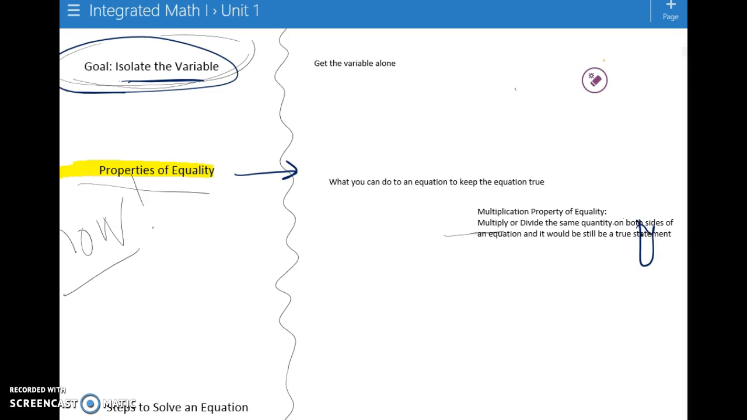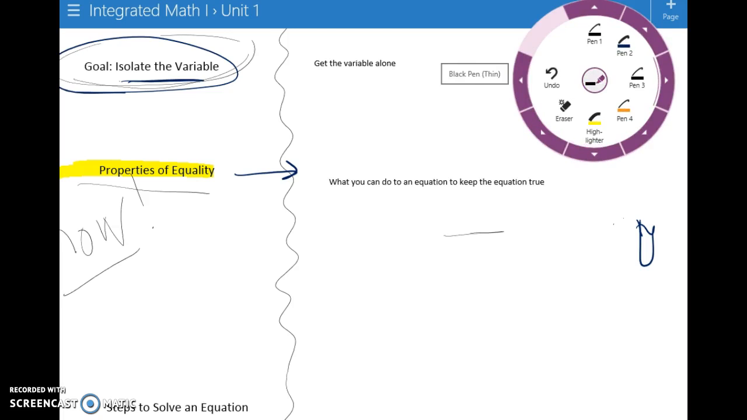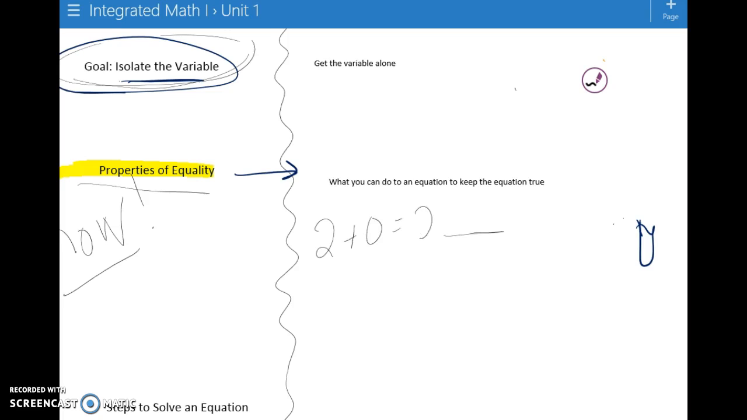Okay, two other properties we need to talk about. The first one: 0 is a very special number. Think about what makes it special. If I had 2 plus 0, I get 2. Or if I had negative 5 plus 0, I still get negative 5. We call this the additive identity, because if I add 0 to anything, I get that number back, the same value.